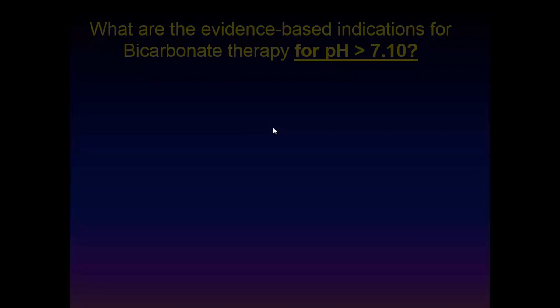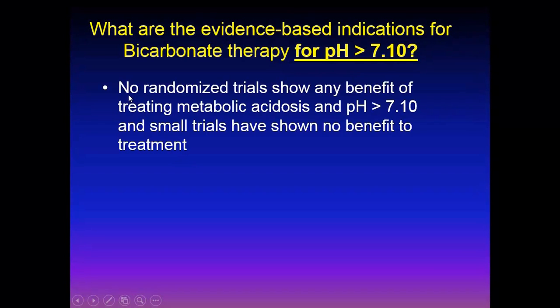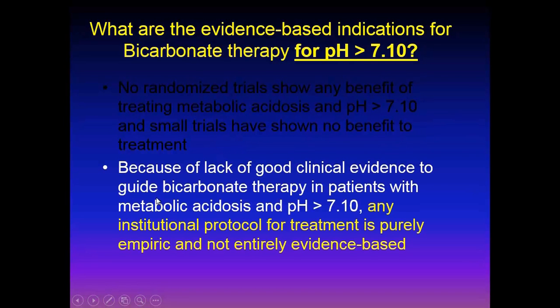How about higher pHs, over 7.1? Still, no randomized trials have ever shown benefit, and some have shown no benefit. But because of lack of good clinical evidence to guide bicarbonate replacement therapy in patients with a metabolic acidosis and a pH over 7.1, any institutional protocol for treatment is purely empiric and not entirely evidence-based.